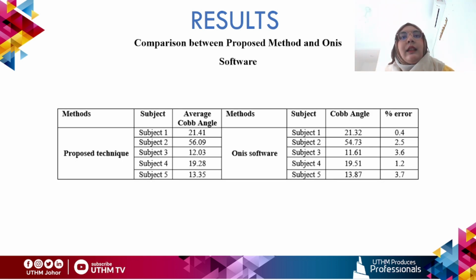Next is the comparison between the proposed method and ONI software. As you can see, all the subjects have less than 5% error. For subject 1, the percent error is 0.4, subject 2 is 2.5, subject 3 is 3.6, subject 4 is 1.2, and last, subject 5 is 3.7.